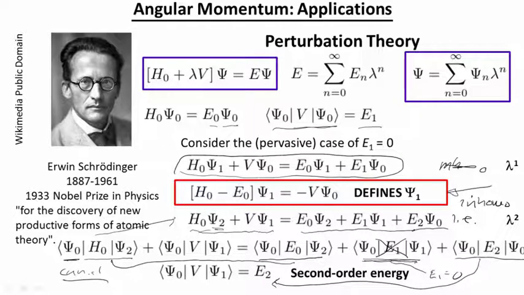Here's the important equation for the second order energy. It's just equal to the matrix element, the potential operating on the first order wave function projected back onto the zeroth order. So the second order energy is something that defines a response function. It's generally useful, and that's our target for today.